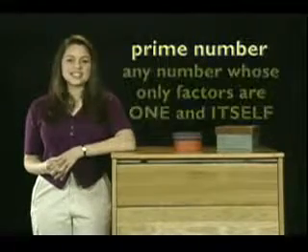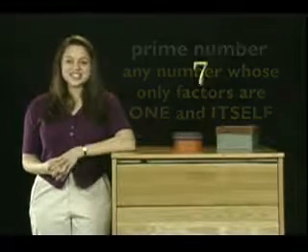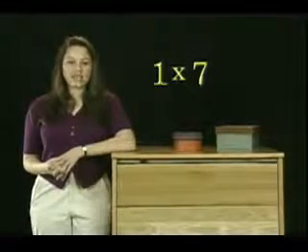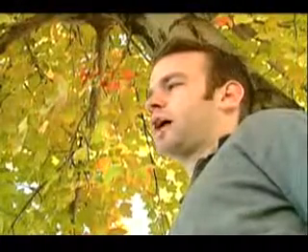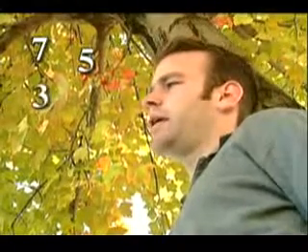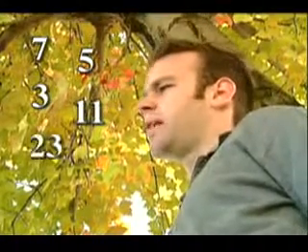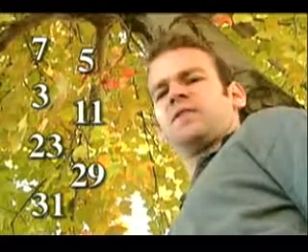A prime number is any number whose only factors are 1 and itself, such as 7. We can multiply 1 times 7 to get 7, but that's it. There's lots of prime numbers. 7, as well as 5, 3, 11, 23, 29, and 31.